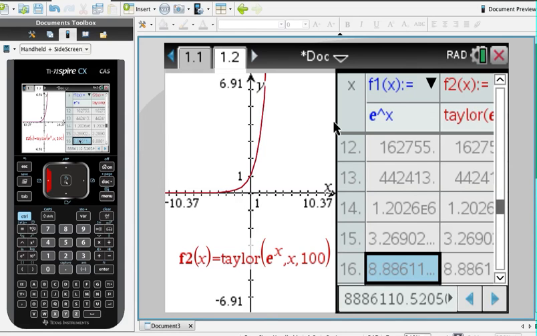Anyways, now you have an idea of how to graph Taylor polynomials, how to change the degrees, and see how good the Taylor polynomials match the original function. And if you increase the degree of a Taylor polynomial, your approximation of the original function gets much better.